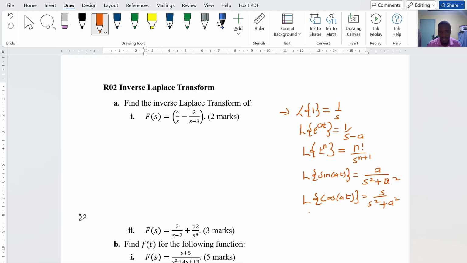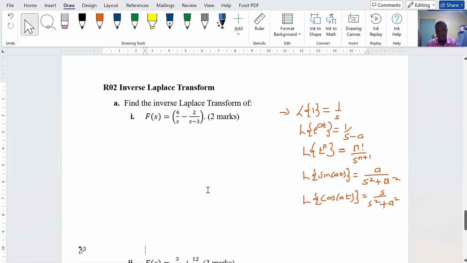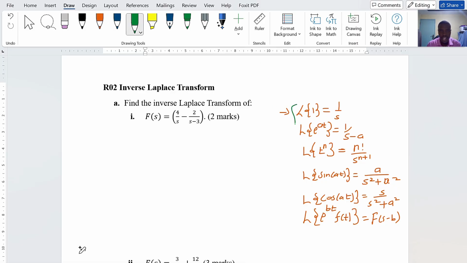I was forgetting the first shifting theorem. So for the first shifting theorem, the Laplace transform of e^(bt) multiplied by our function of time f(t) is simply F of s minus b. We shift it by b. So this is a very important thing to recall.